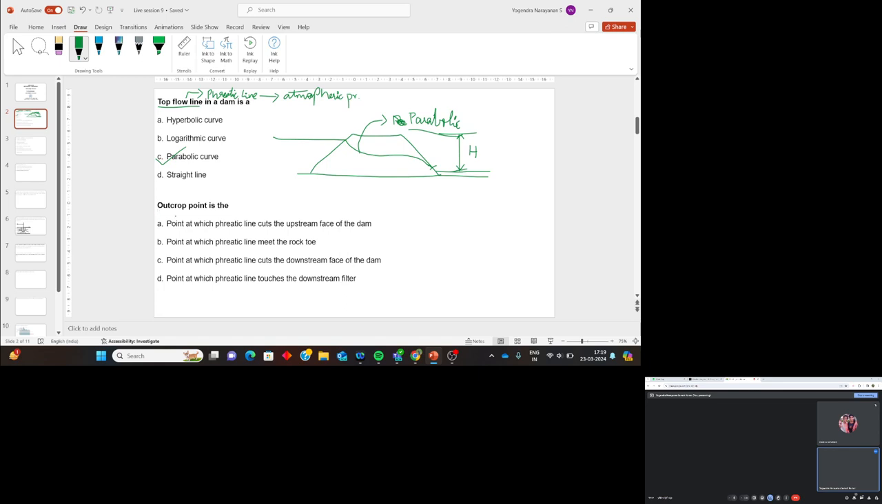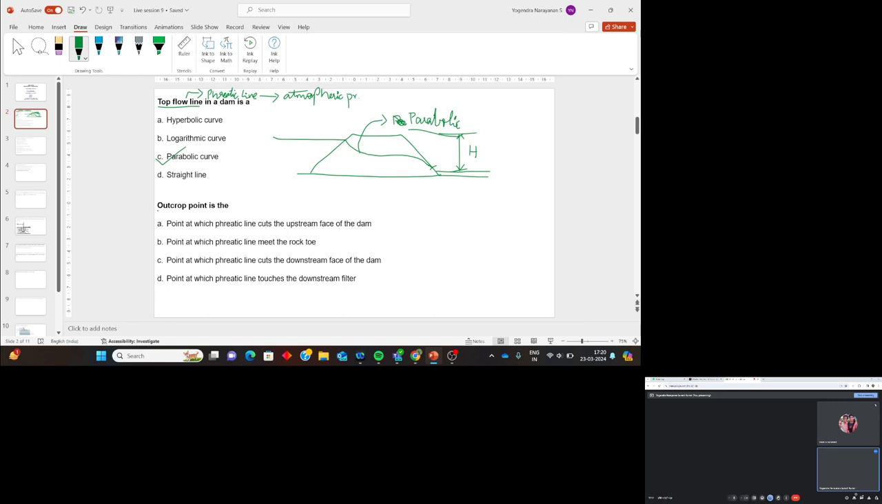And the second question: the outcrop point is defined as the point at which the phreatic line cuts the upstream face, at which the phreatic line meets the rock flow, at which the phreatic line cuts the downstream face of the dam, or at which the phreatic line touches the downstream filter. Which option is correct? The third option: the point at which the phreatic line cuts the downstream face of the dam.